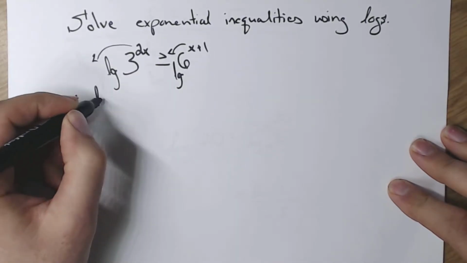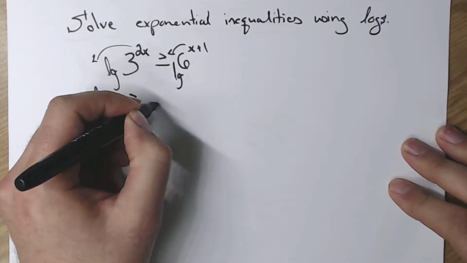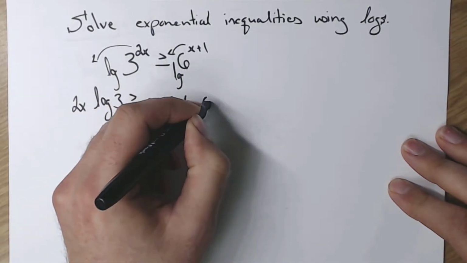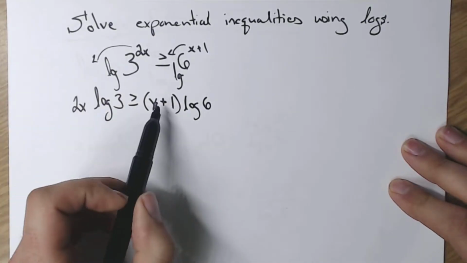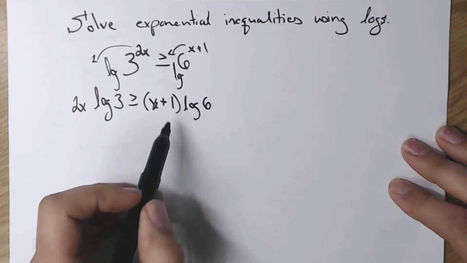So now I have 2x log 3 must be greater than or equal to, and now it's going to be x plus 1 times log 6. Now keep in mind, x plus 1 is all an exponent, so now it's all down in front, still being multiplied to all of this log 6. So I will have to do some distribution there.